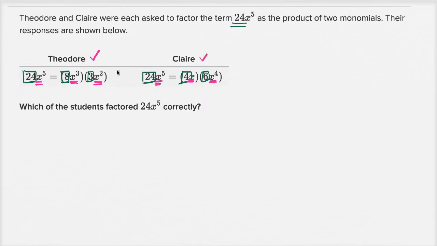And this just goes to show you that there's more than one possible factorization of a monomial like 24x to the fifth. I could come up with another one. I could say that 24x to the fifth is 12x to the third times, let's see, what would have to be left? 12 times 2 is 24, so 2x squared. That's another possible factorization. So clearly there's more than one way to factor this monomial into two other monomials.